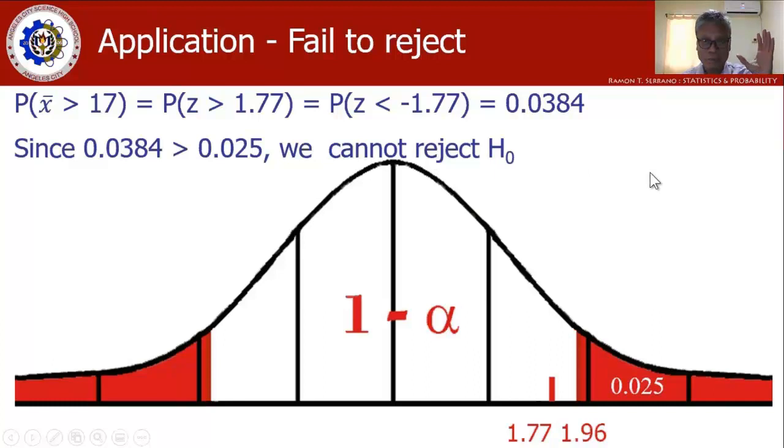You got the idea? First, the probability is greater than your alpha over 2, so you do not reject. And the next one is that the calculated z value is outside the rejection region, and therefore you cannot reject.